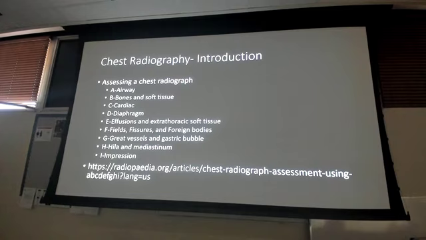Then H, I go to hila and mediastinum. I know mediastinum doesn't start with H, but the mediastinum is right next to the hila. Right? And you'll see what we're talking about when we look at the mediastinum, specifically what we're looking for when we get there. And then finally, I is my impression. What is my overall impression of the chest x-ray?